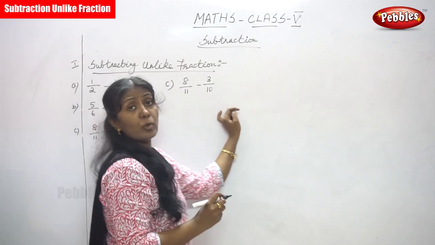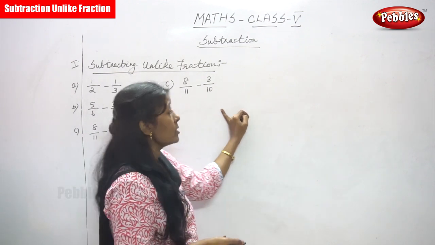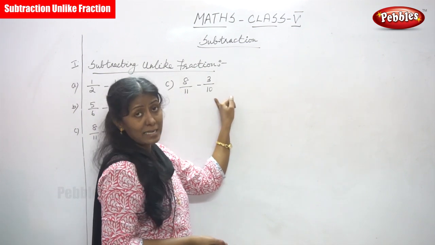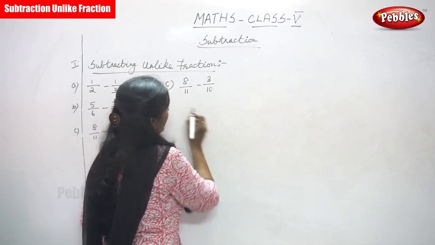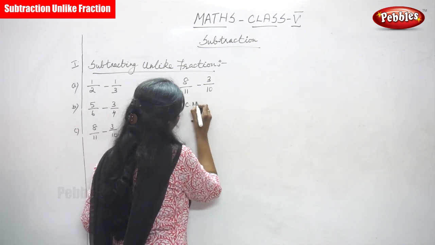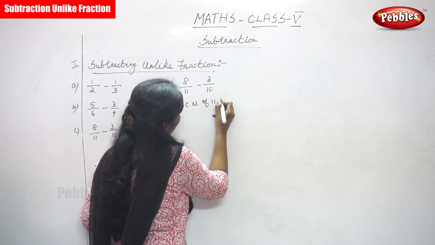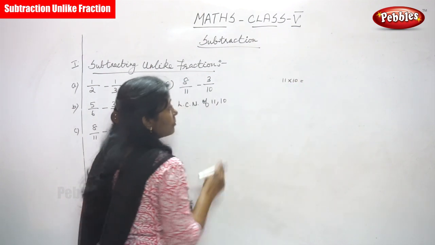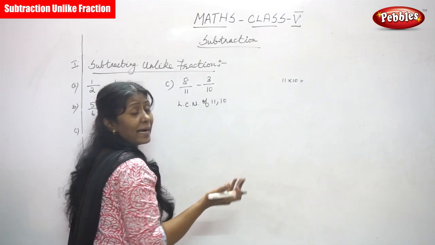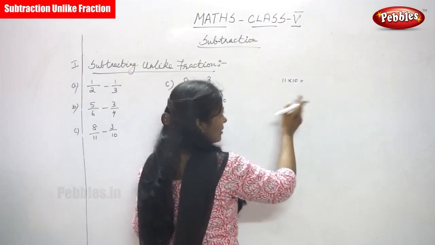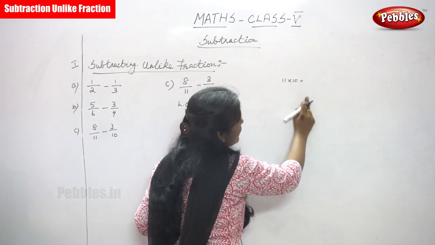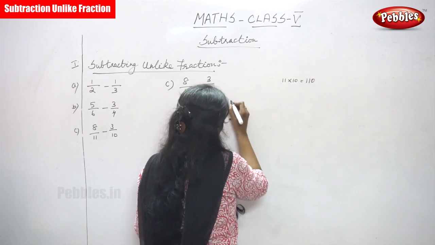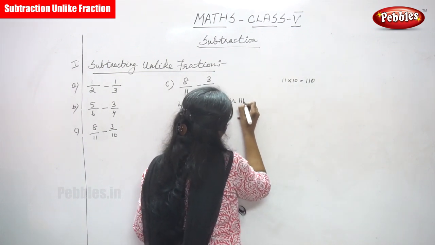See, look at the denominators, they are different. So take the LCM. This is an odd number and this is an even number. So just multiply simply. LCM of 11 comma 10, that is 11 into 10 simply. If the denominators are odd and even, you just simply multiply, because you can take the LCM, but this is a very simple method. So 110.